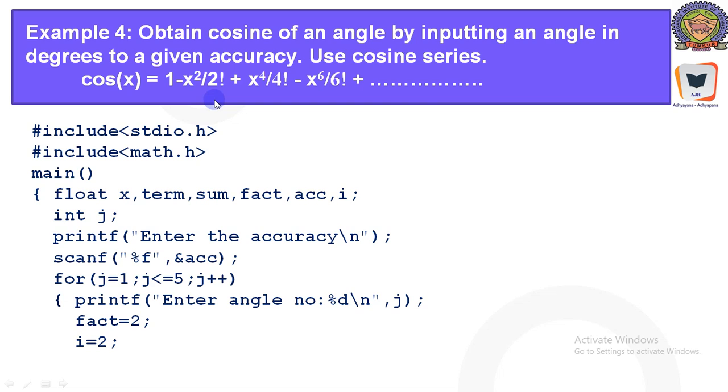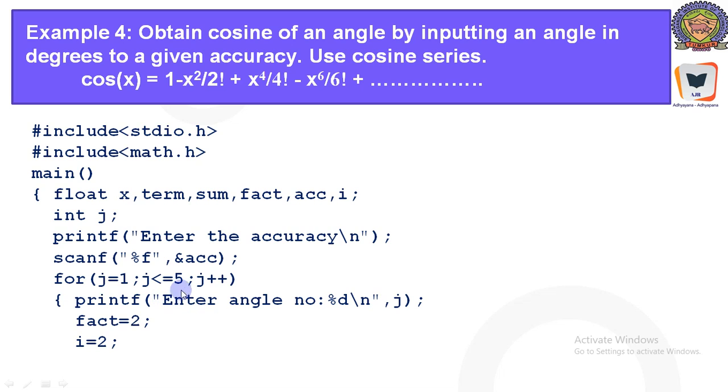And cosine series goes like this: 1 minus x square by 2 factorial. It has alternative positive and negative terms once again like sine series, but anyway it is even terms. x square by 2 factorial, x to the power of 4 by 4 factorial, minus x to the power of 6 by 6 factorial. So we find a trick to generate both the factorial as well as the power. Okay, the even power of the angle. Float x, term, sum, fact, accuracy, i, all these things are mentioned. Printf, enter the accuracy. User will be giving the accuracy level.